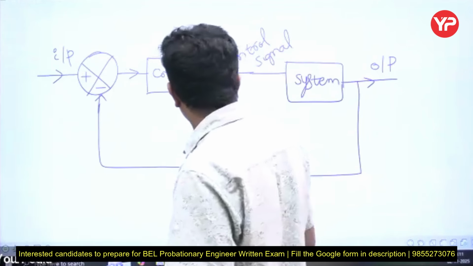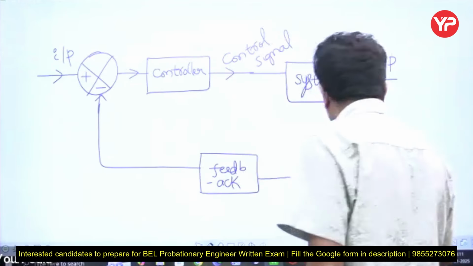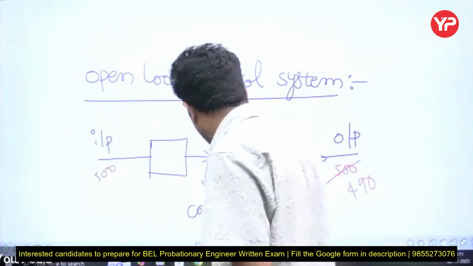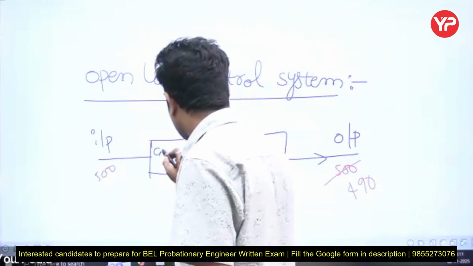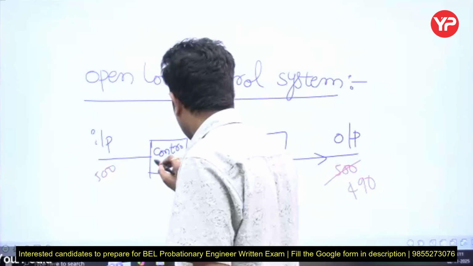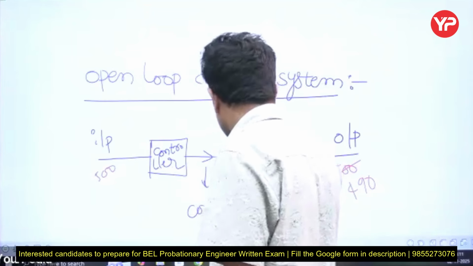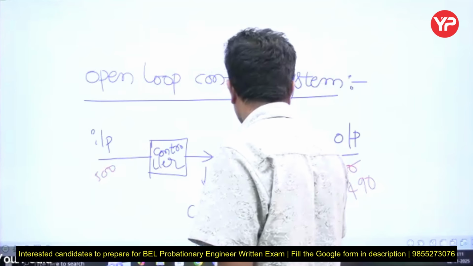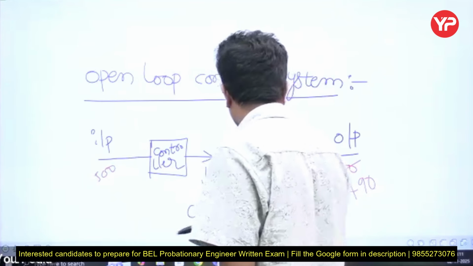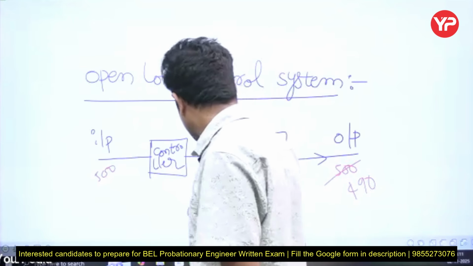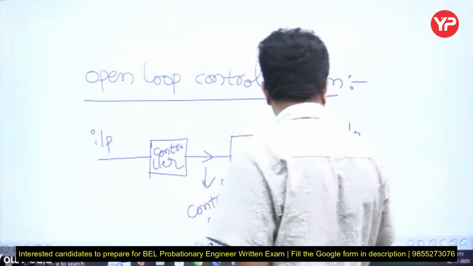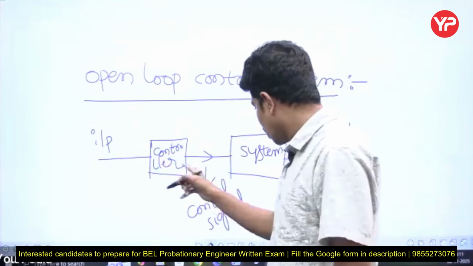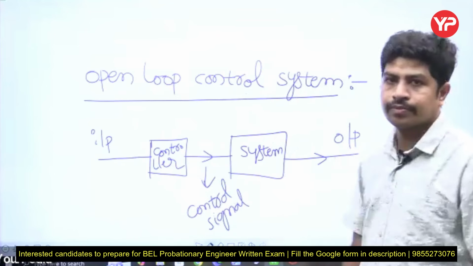Right now here you see, the control signal is depending only on the input. This is the controller, and this is the system. Just for example's sake I took a fan. Let me erase this. Input, controller, control signal, system and output.